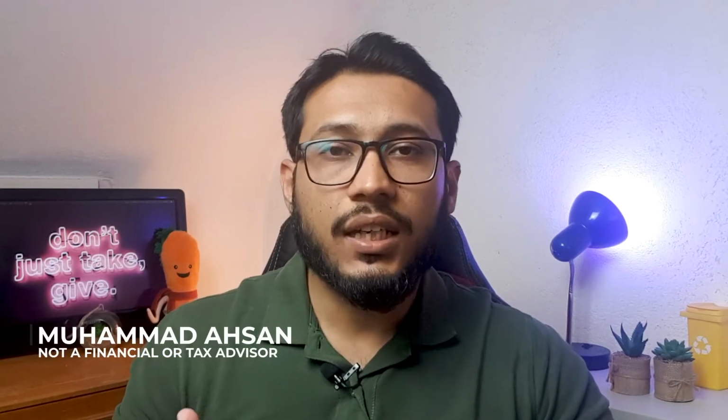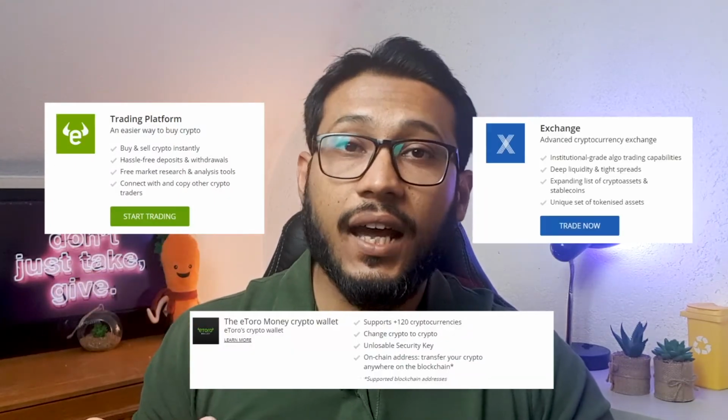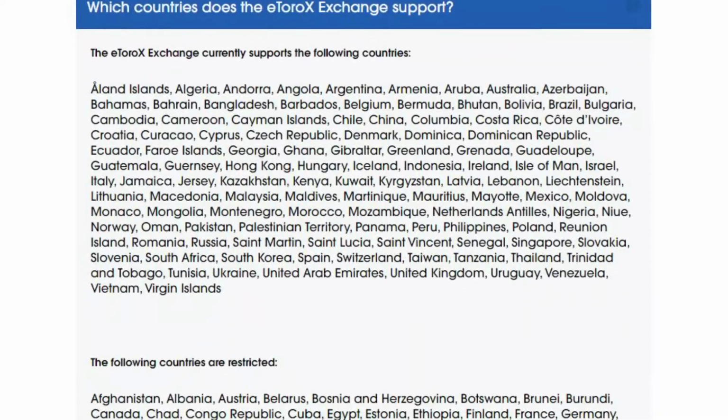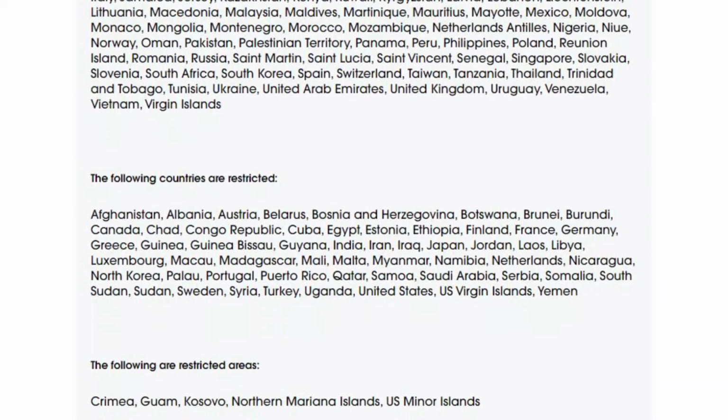I have been using eToro for the past couple of months, and as eToro is present in many different countries, services that they provide vary from region to region. eToro has their trading platform, their money wallet, and they have eToro X, which is an exchange, and this eToro exchange might not be available in your country. For example, eToro X or eToro exchange is only available in the following countries. As it is not available in Germany, unfortunately I cannot test it for you guys.